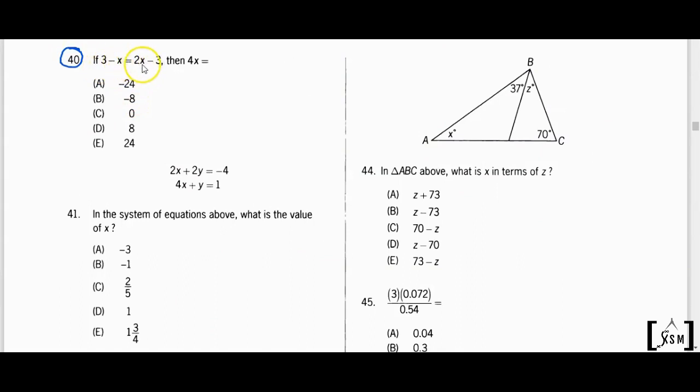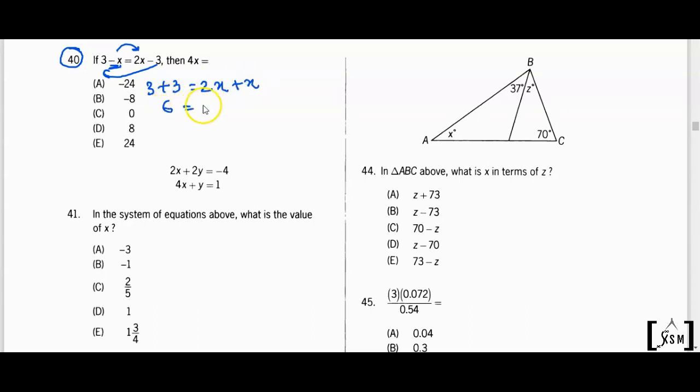3 minus x equal to 2x minus 3. We have to find 4x. Very easy. We'll just solve the equation. So we'll bring minus x this side and we'll bring minus 3 this side. So we get 3 plus 3 equal to 2x plus x.